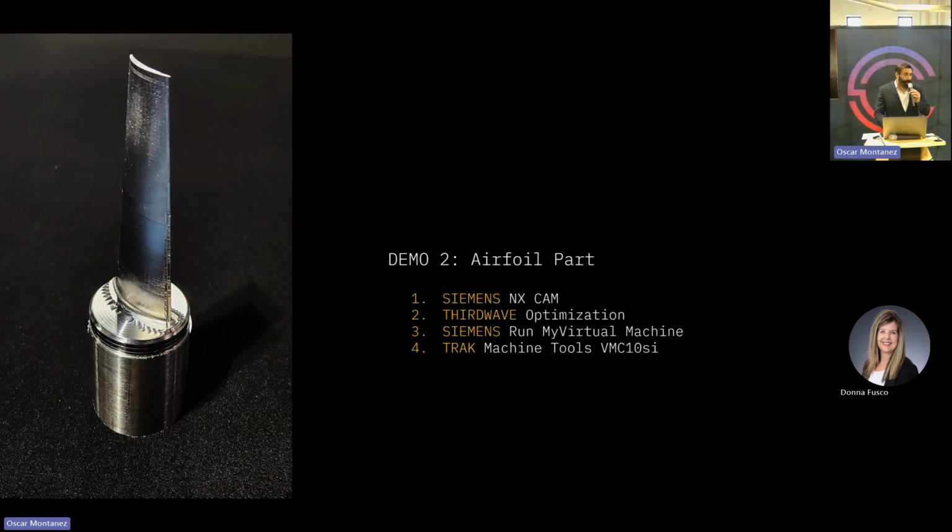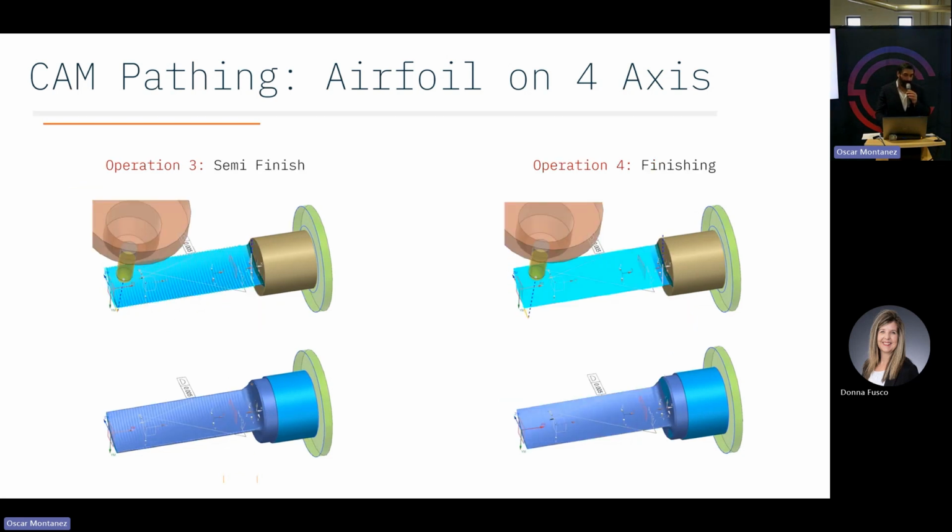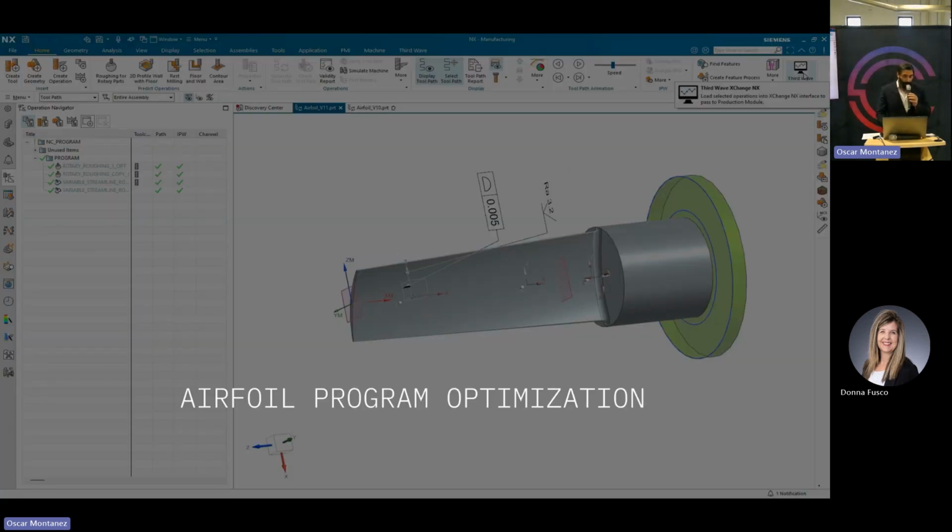Next demonstration is on an airfoil. We're going to go through the same process. There's 4 operations. There's a roughing, rest machining, a semi-finishing, and then a finishing operation. If you want to see it live, we've got it set up here on the TRAK machine tool. We paused it in the middle of the finishing operation so that you can see that happening live. So I'm going to hand it over to Tyler, who's going to talk more about the ThirdWave solution and the optimization that they can go through.